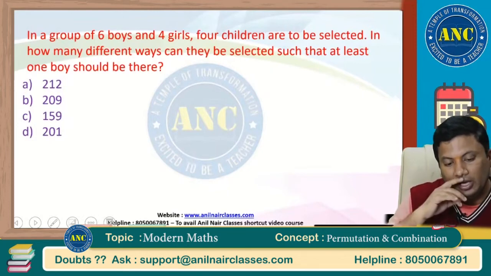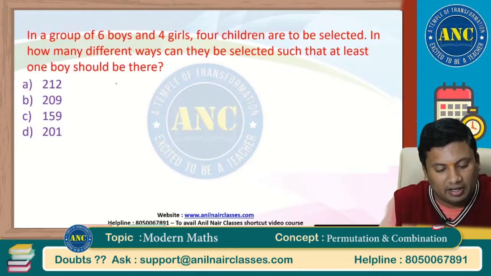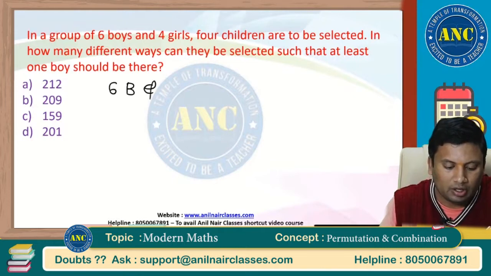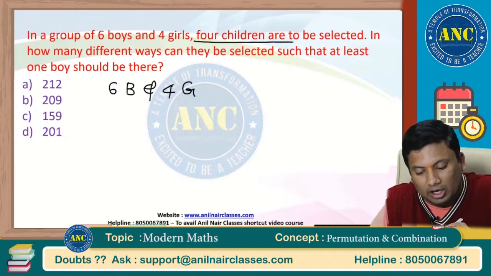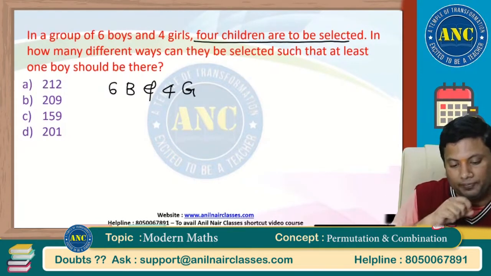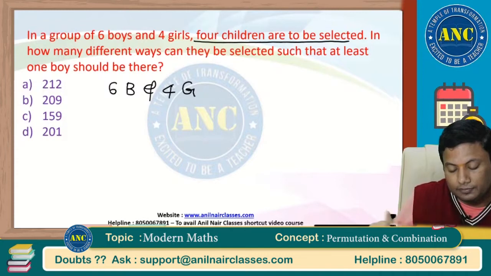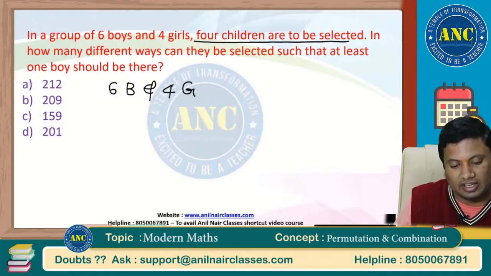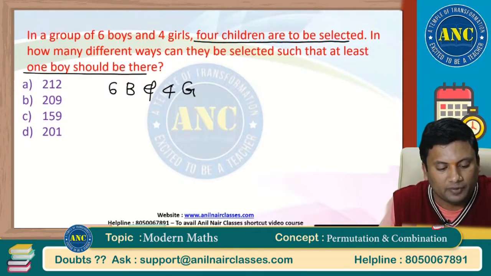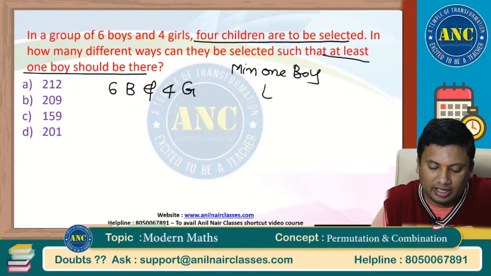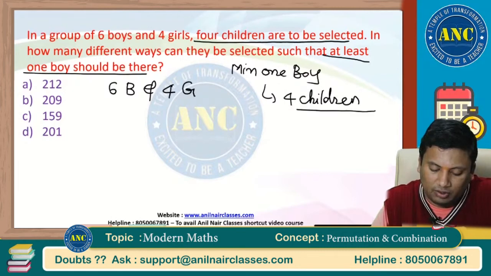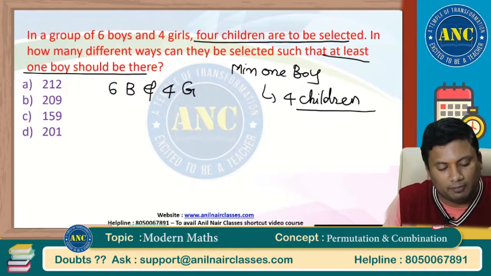Second question. In a group of 6 boys and 4 girls, 4 children are to be selected. I need to select 4. How many different ways can they be selected such that at least 1 boy should be there? That means minimum 1 boy should be there. Totally how many children I have to select? Totally 4 children I have to select, out of which minimum 1 boy should be there.